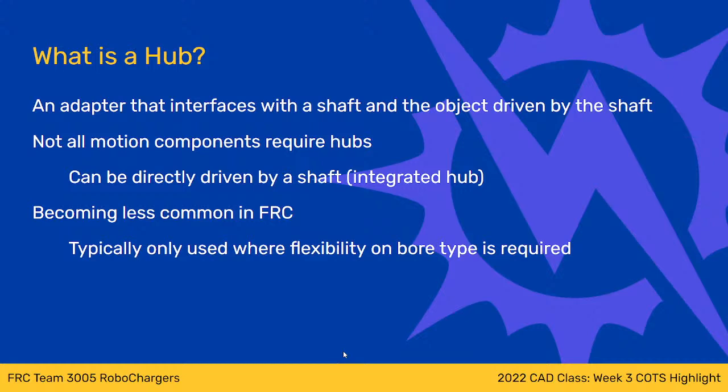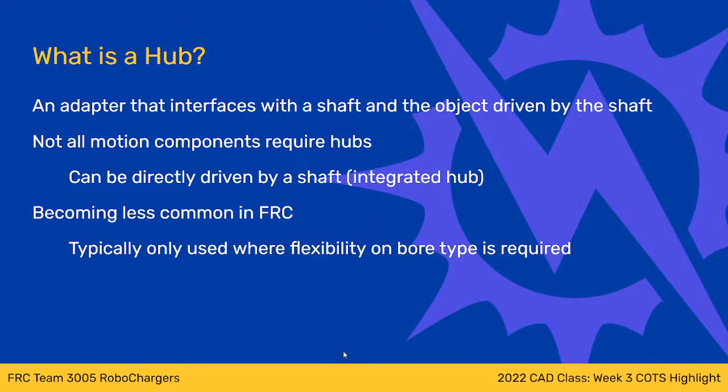Not all motion components require hubs. Some of the wheels that we use on our robots have a hex hole in them, especially in FTC. A lot of our wheels and other parts have a hex hole in them. So you don't need a hub. You just slide the shaft right onto the wheel and you're good to go.